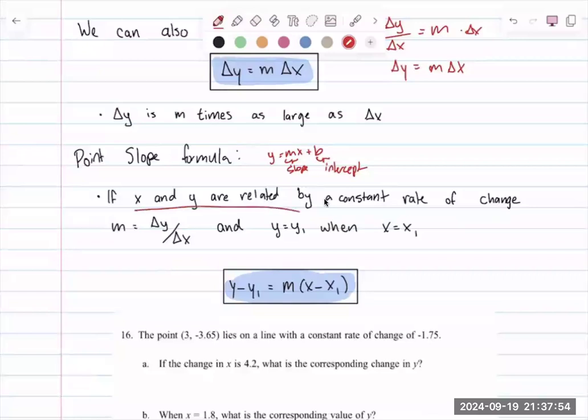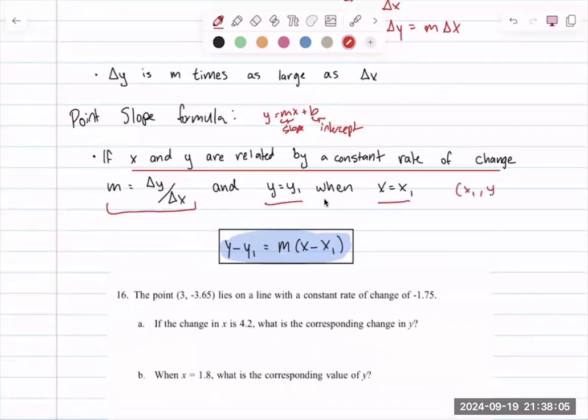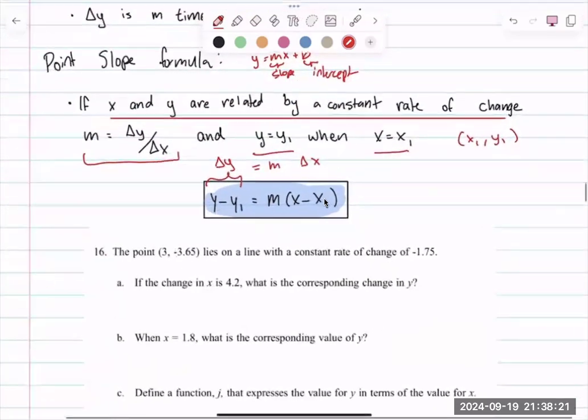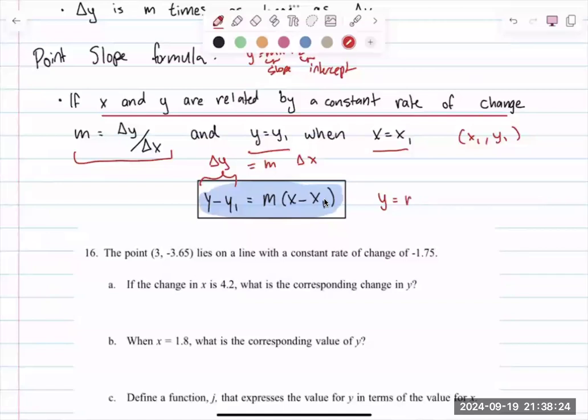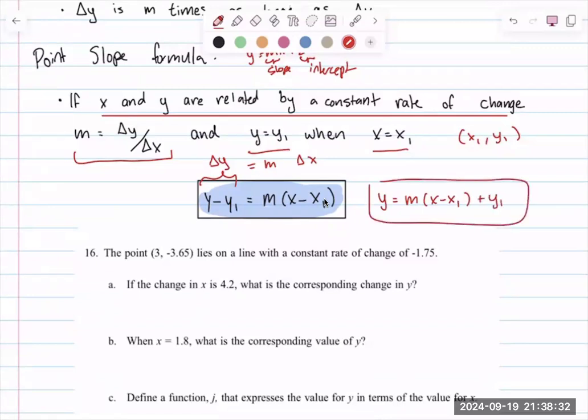So if x and y are related by a constant rate of change, let's say m, this is delta y over delta x, and y equals y1 when x equals x1. In other words, this point (x1, y1) is on our graph. Then y minus y1, or any change in y from y1, is always going to be m times as large as any change from x1. So this could be delta x. And so you can literally write y equals m times (x minus x1) plus y1. And this would be the equation of y in terms of x.